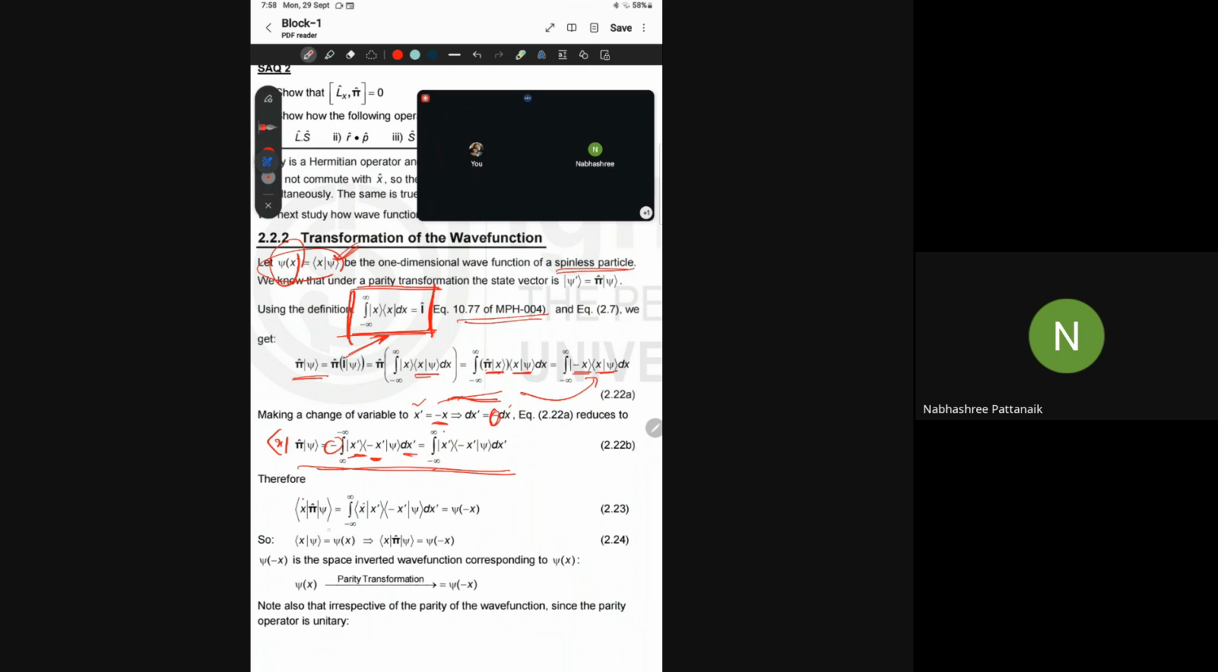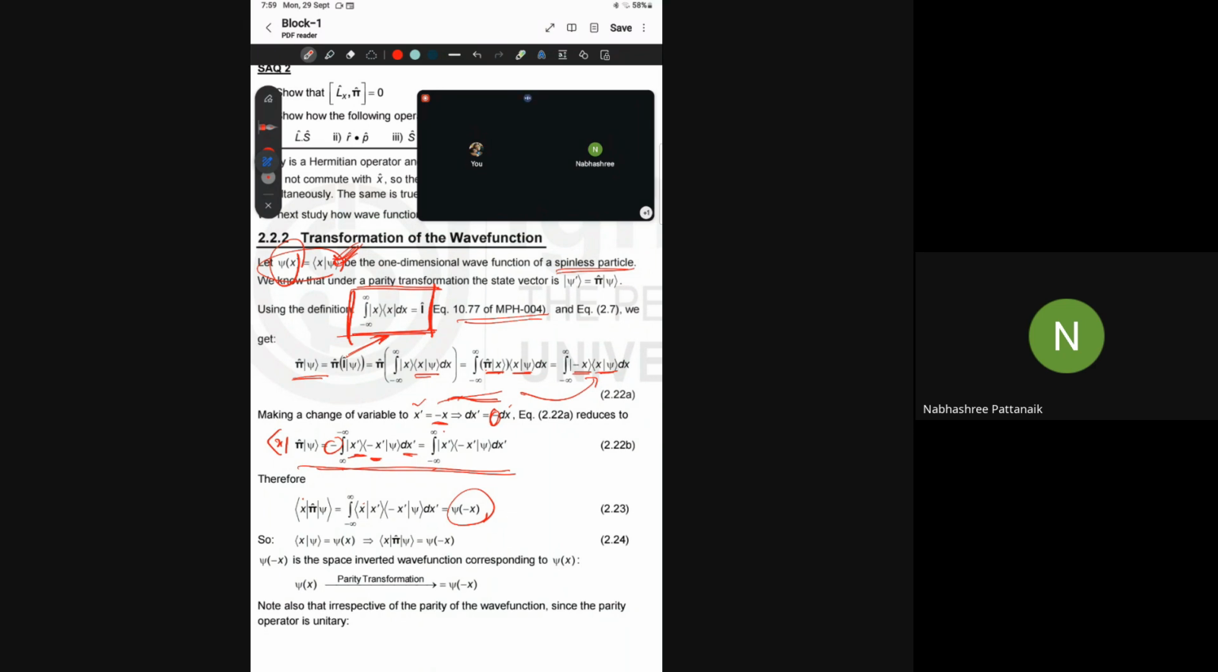Now what is <x|psi>? <x|psi> is equal to psi of x. We have already read this earlier. <x|psi> will be equal to psi of x. And this one, <x prime|minus x>, with psi dx prime, will basically give you psi of minus x.